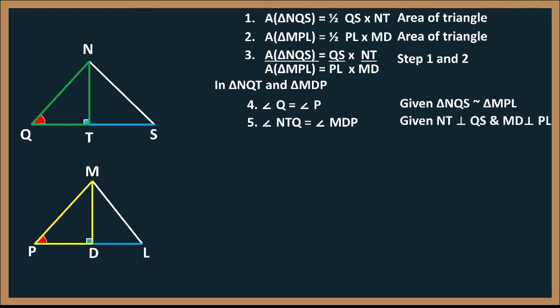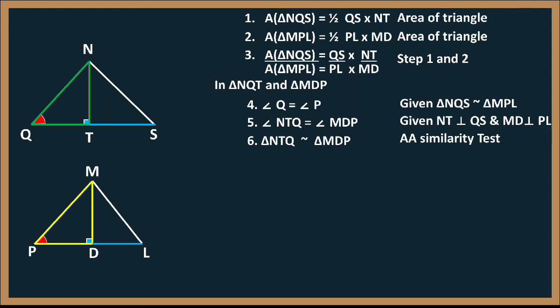Okay. Now in this green triangle and the yellow triangle, again, criteria for similar triangles. If two angles of a triangle are equal to two angles of another triangle, the AA similarity test tells us that these two triangles are similar. So based on that, I can write triangle NTQ is similar to triangle MDP. Okay, so the reason is AA similarity test.